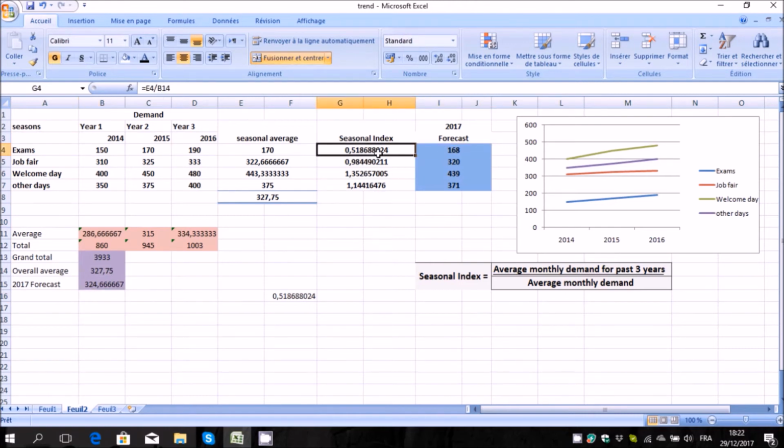Now let's calculate the forecast simply by multiplying the seasonal index for each season by the average demand for the year 2017. So what we find is that what we are expecting is 168 demand for the season exams, 320 for the job fair, 43.9 for the welcome day, and 371 for the other days.